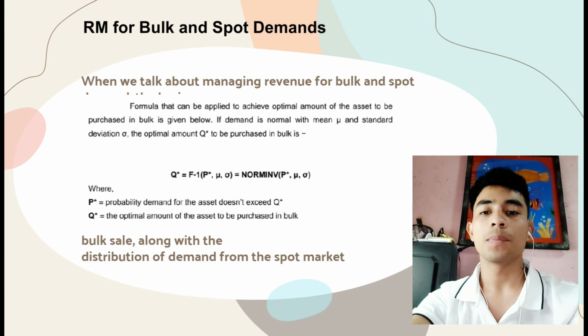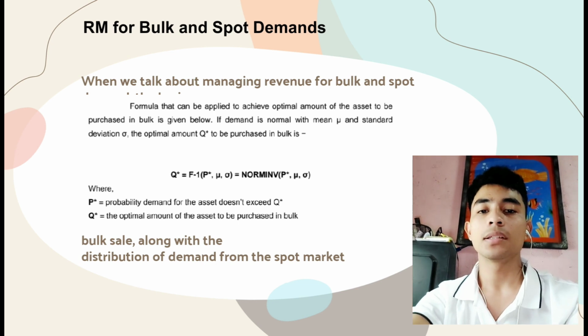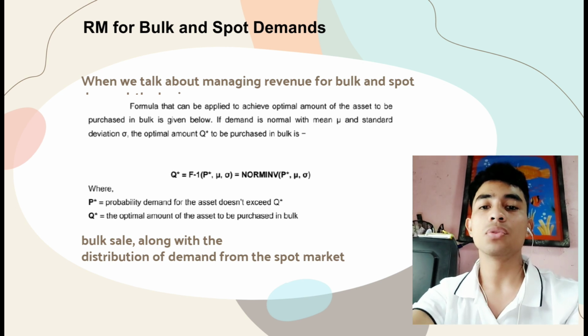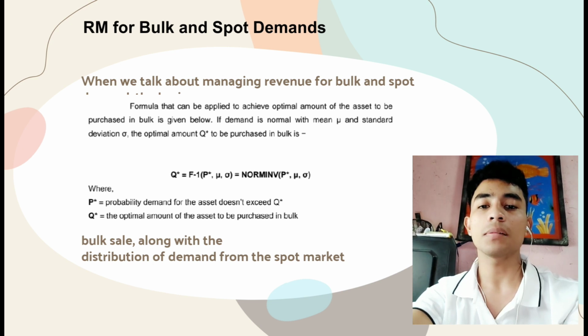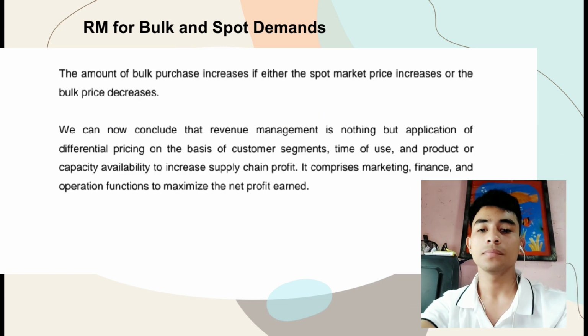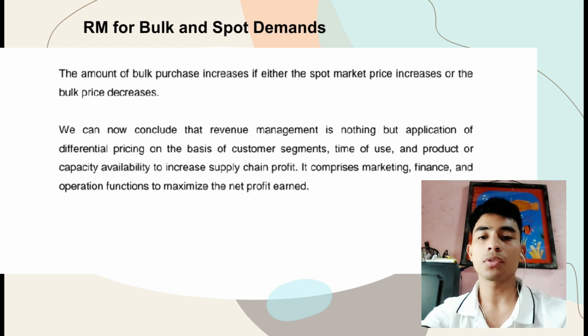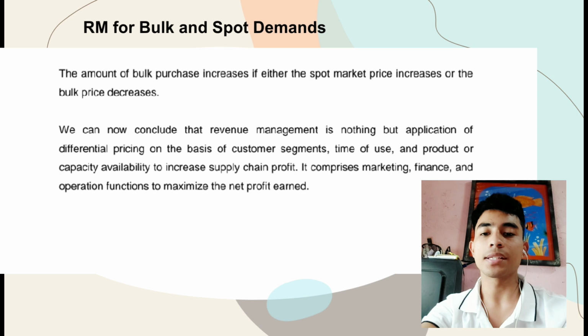Where P is the probability that demand for the asset will not exceed Q. Q equals the optimal amount of asset to be purchased in bulk. The amount of book purchase increases if either the spot market price increases or the book price decreases.